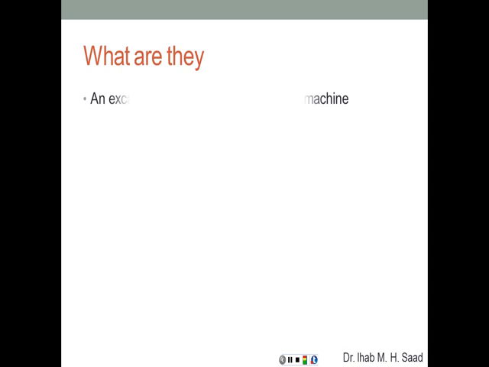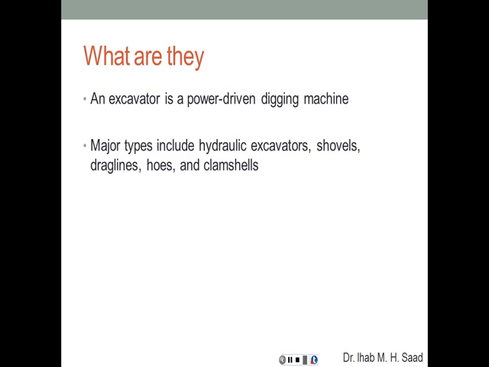So what are they? An excavator is a power-driven digging machine. So the primary use is to dig or to excavate. Major types include hydraulic excavators, shovels, draglines, hoes or backhoes, and clamshells. All of these are considered under one major group of equipment called hydraulic excavators.